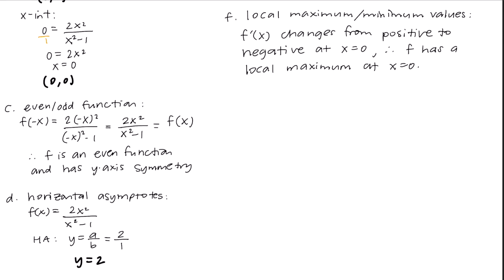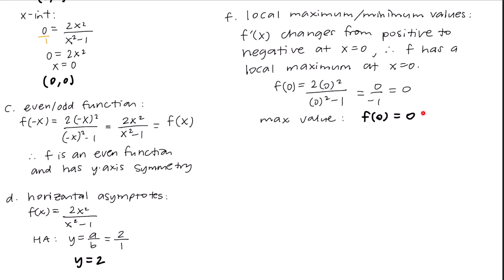And then to find our actual maximum value, we're going to take 0 and plug it into the original equation. So the maximum value for f is 0. And again, make sure when you're listing a maximum or a minimum value that you just list it as a y value. Don't list it as an ordered pair.